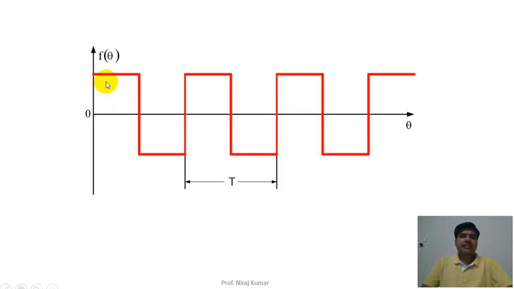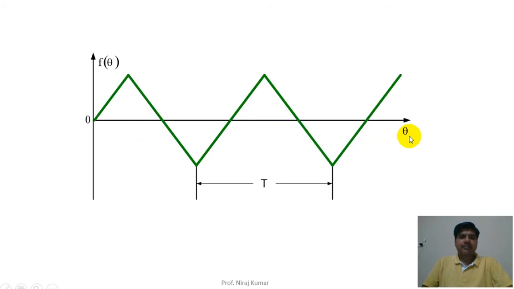Similarly, we can take this square wave example. In this we can see that this function repeats after every T. So this is the time period of the function. Some more examples are this triangular wave, where the time period is the time duration between these 2 points, or the time duration between these 2 points.